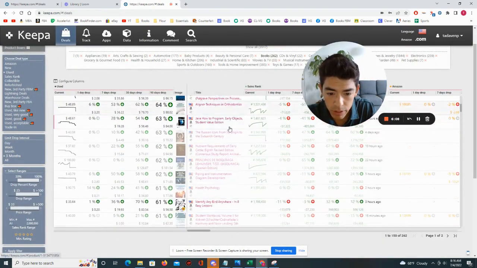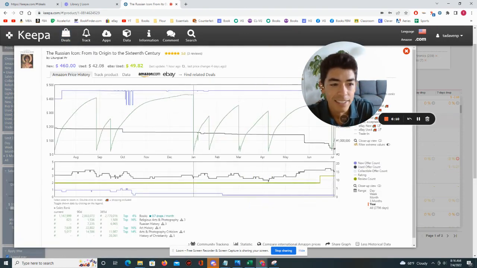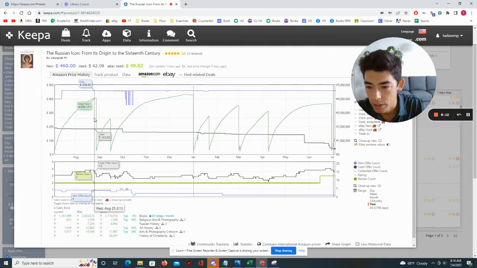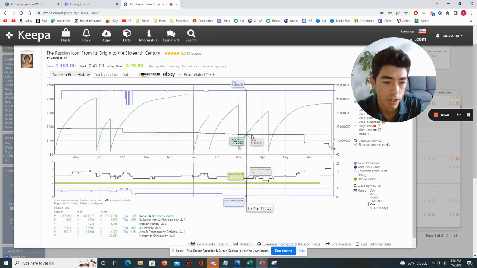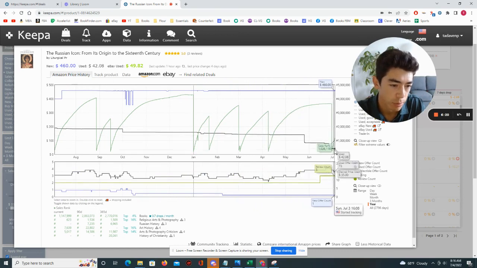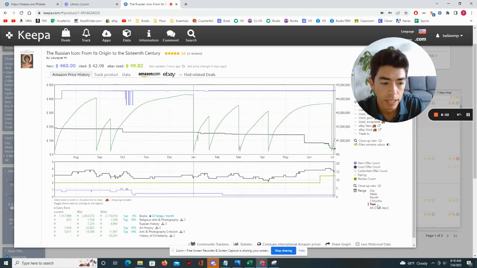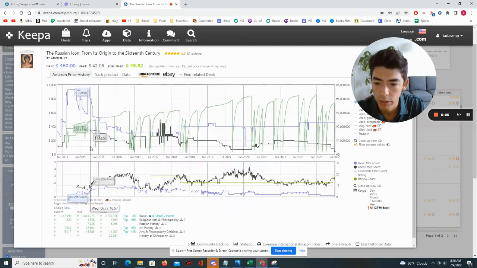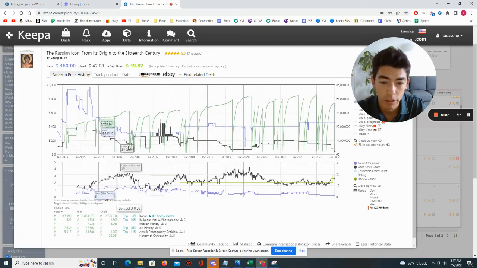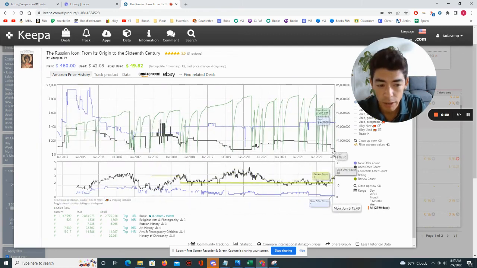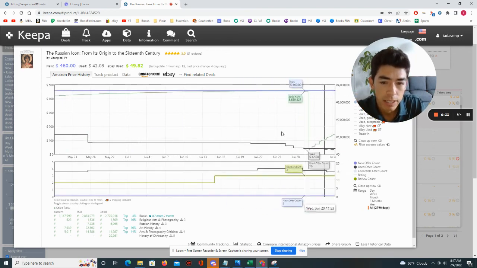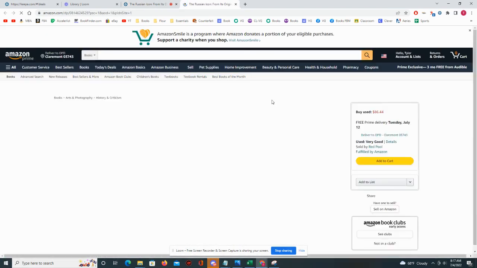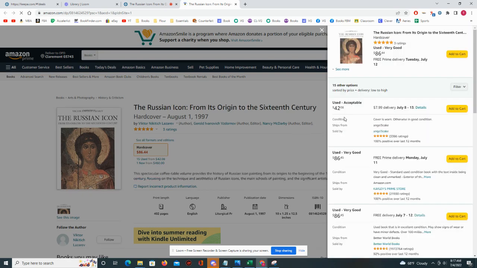Let's scroll down till we see this, The Russian Icon. All right, this is an interesting book. You can see that it sold last August and September for $180, more recently for over $150. And look, another repricing war here. Throughout its history, it's even sold for upwards of $350. And right now it is at its lowest used offer because remember, we checked that box, the lowest used ever. So let's go to Amazon now and let's see what these offerings look like.